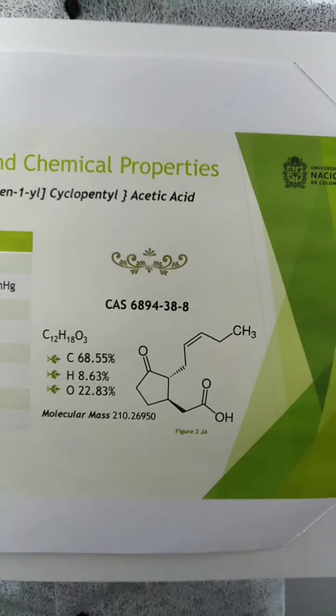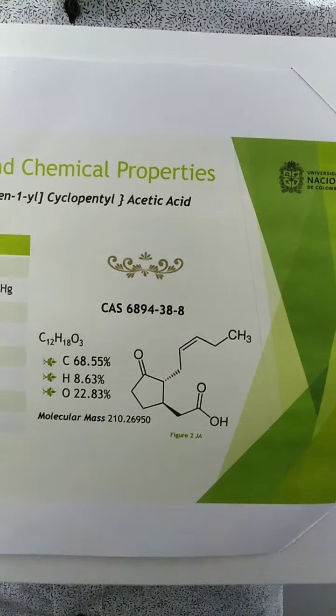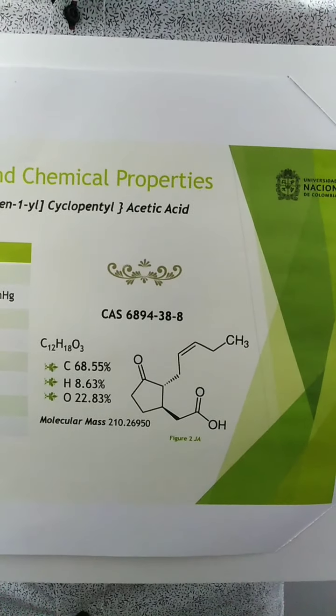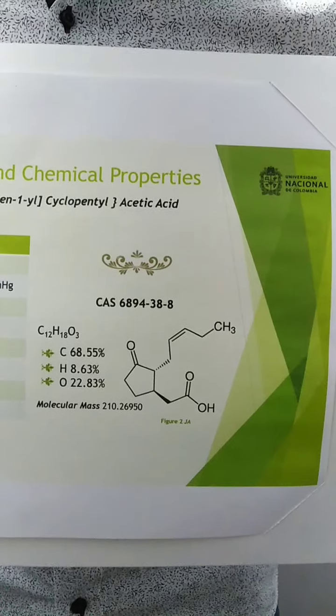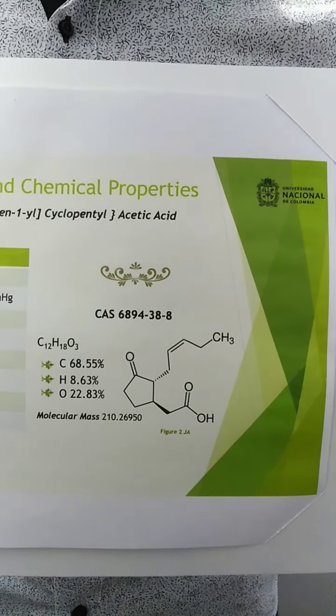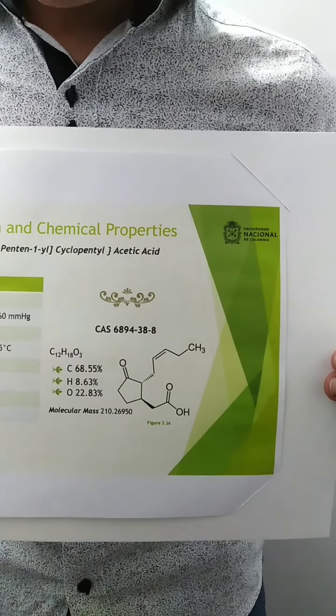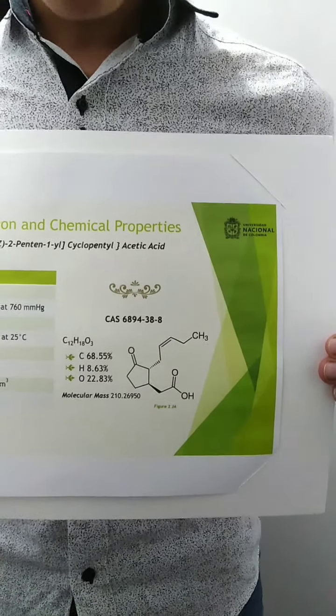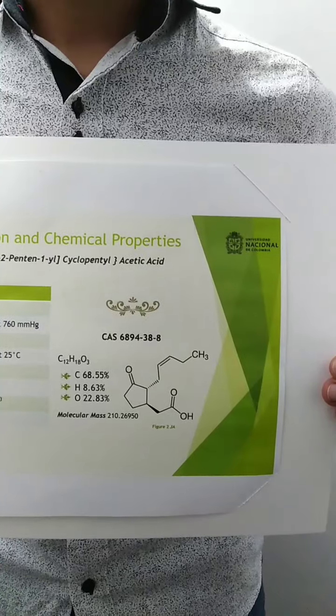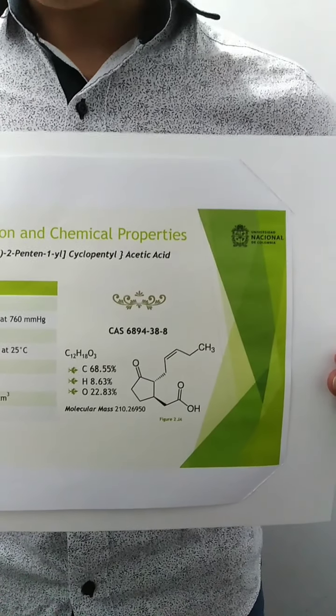Also, in the structure, we can see that most of the molecule is composed of carbon, around 69%, because it's an organic molecule. The rest of the molecule is composed of hydrogen and oxygen. Also, the molecular mass is around 210 grams per mole.